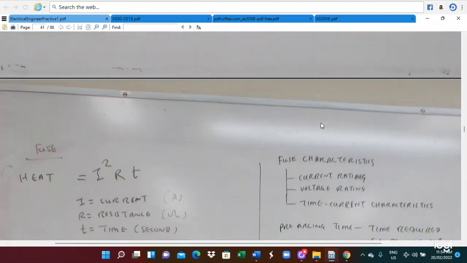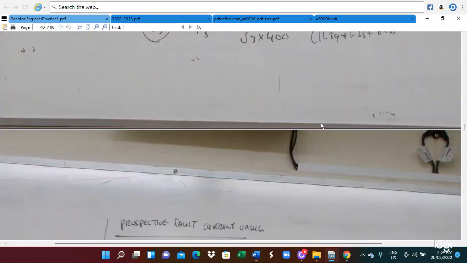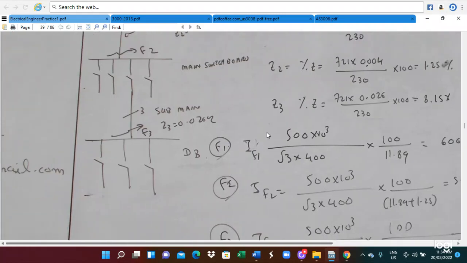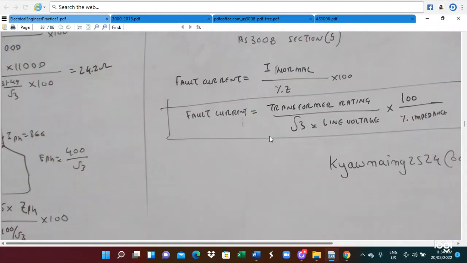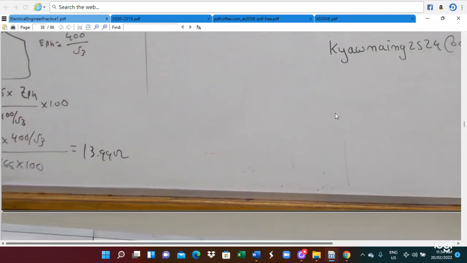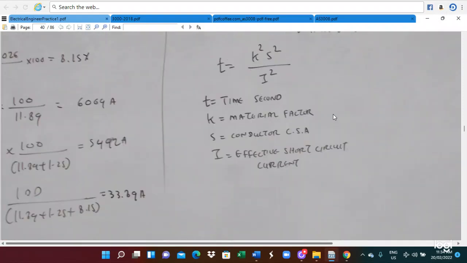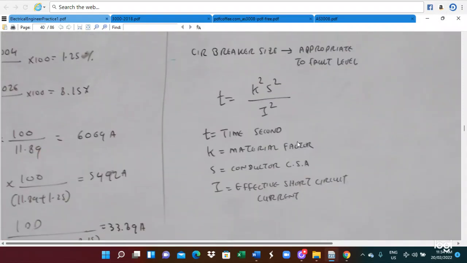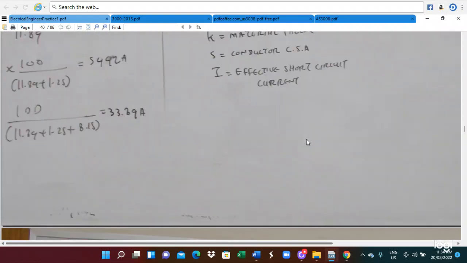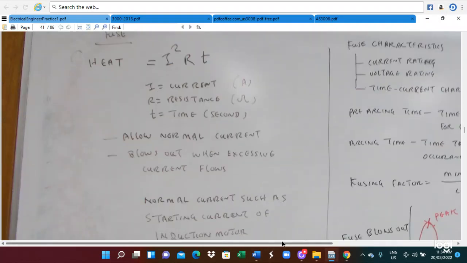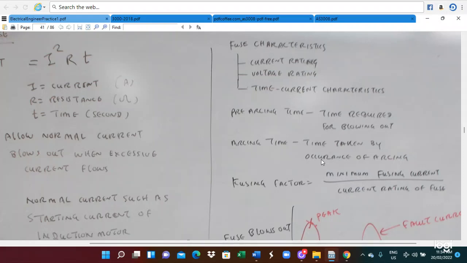I talk about the percentage impedance calculation. We calculate the maximum fault current reading. We also talk about the factors affecting the installation of the fuse, and the fuse rating, the fuse characteristic current reading, voltage reading, time current reading, and also the fusing current determination.